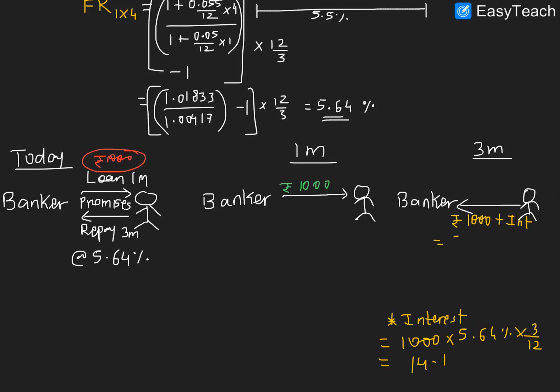So the amount that the banker will receive from the customer is 1000 plus 14.1, so that's 1014.1. This should be the amount which the customer should pay to the banker. So here the ideal transaction would have been like this, where today they just enter into promises.